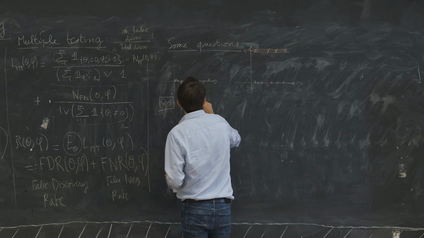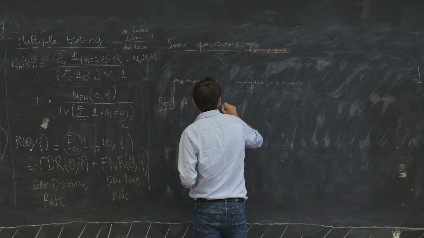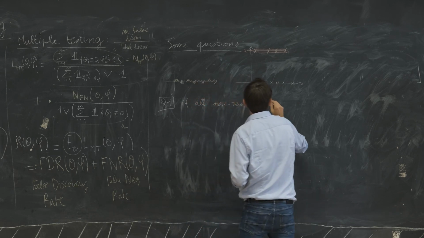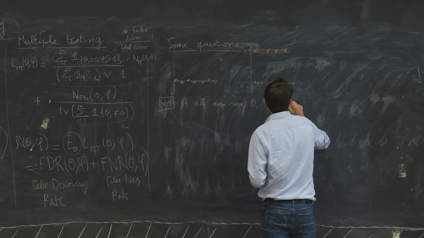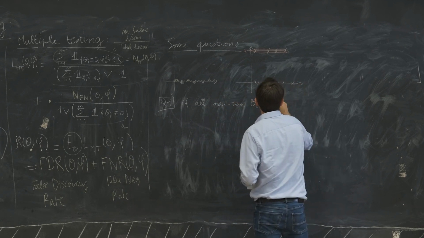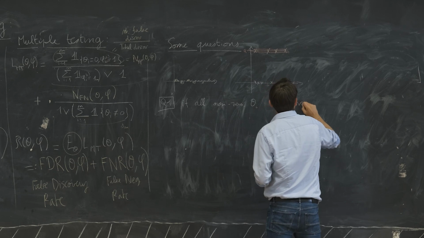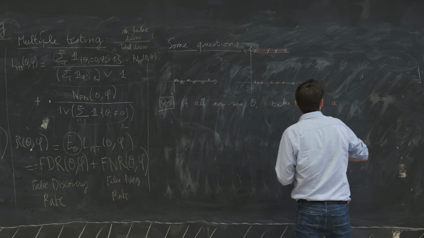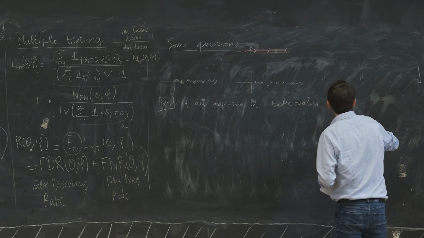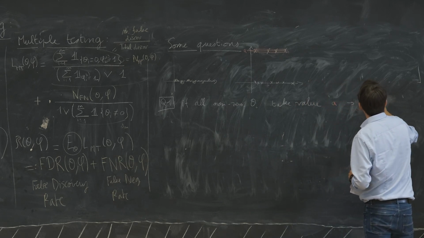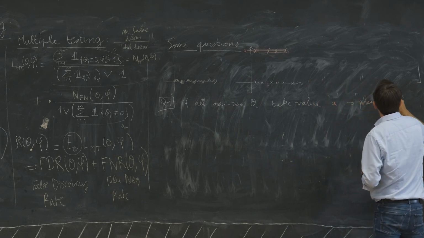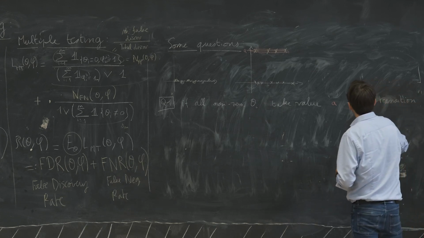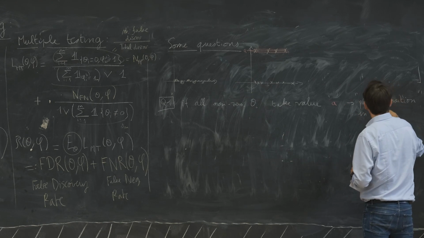So if all non-zero theta_i take value little a, we want to characterize the phase transition in a from possibility to impossibility, okay.